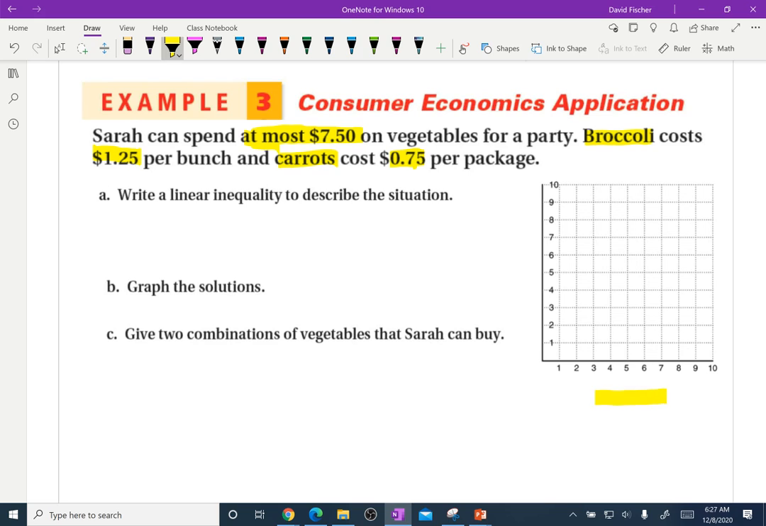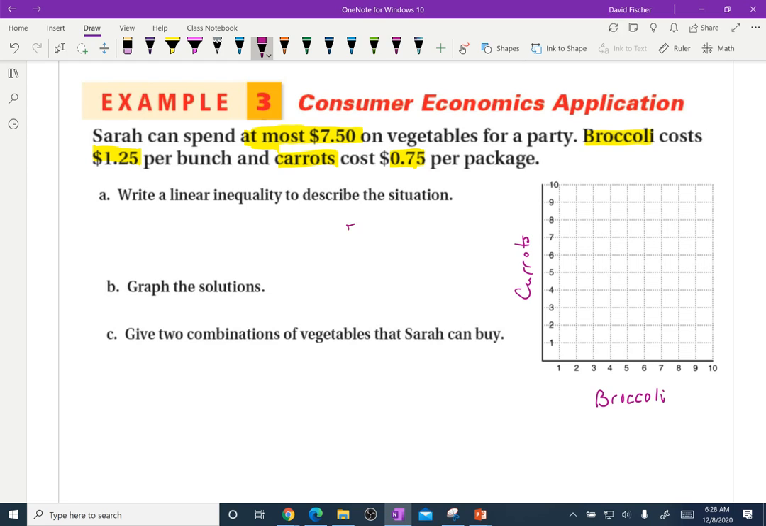So what do we want to do down here on the X-axis? Let's put broccoli down there. So label your axes so that we know who's who. Broccoli. So that must mean this over here is carrots. Okay. Now let's go look for our totals.